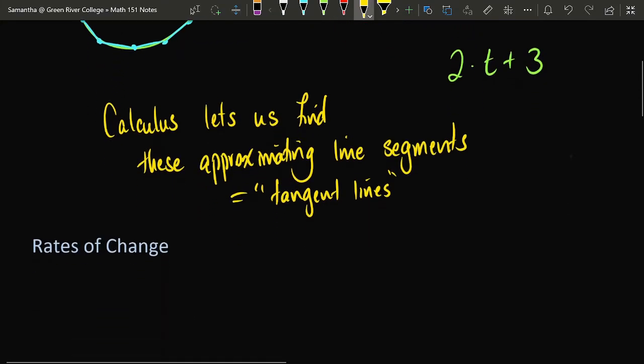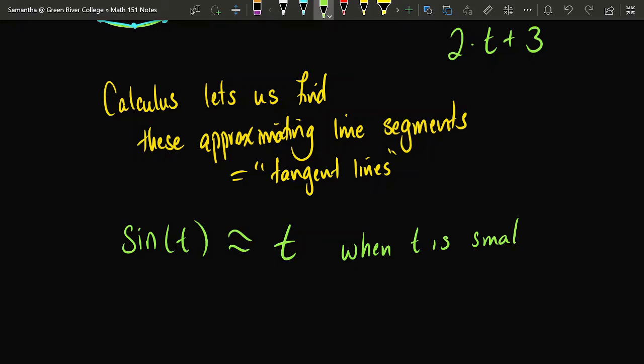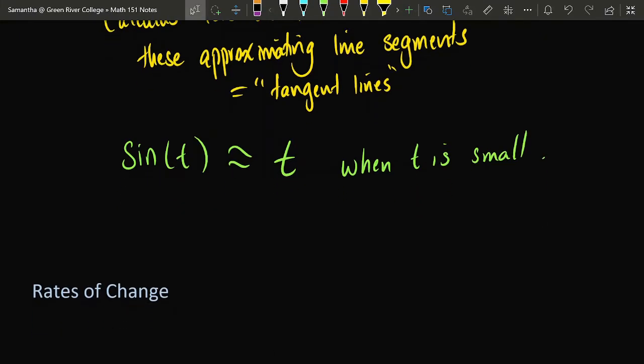Calculus also allows us to take the entire equation of a function and replace it with a linear equation, which is a good approximation. One of the most famous examples is that sine of t can be replaced just by the input t when t is small. So if you're dealing with sine of something and the angle is pretty small, just ditch the sine and deal with the input by itself. You won't lose that much data if you get rid of the sine.